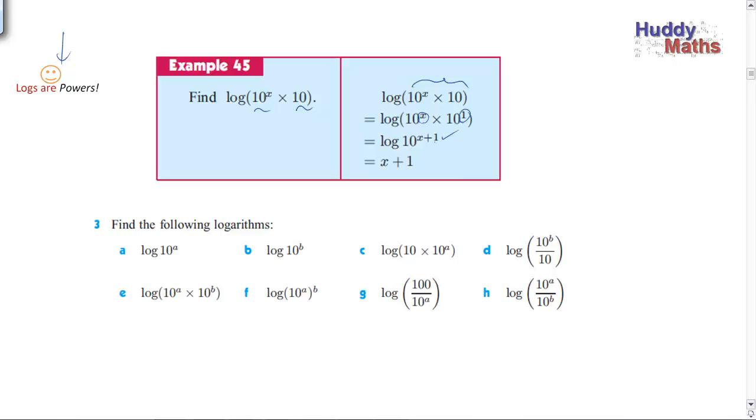So 10 to the x plus 1, the log of that is x plus 1, because the log is the necessary power of 10 to get the number. Okay, if the number's already written as a power of 10, then that's easy street. So find the following logarithms. The log of 10 to the a. What power of 10 do you use to get 10 to the a? Duh, I think it's already written there, mate.